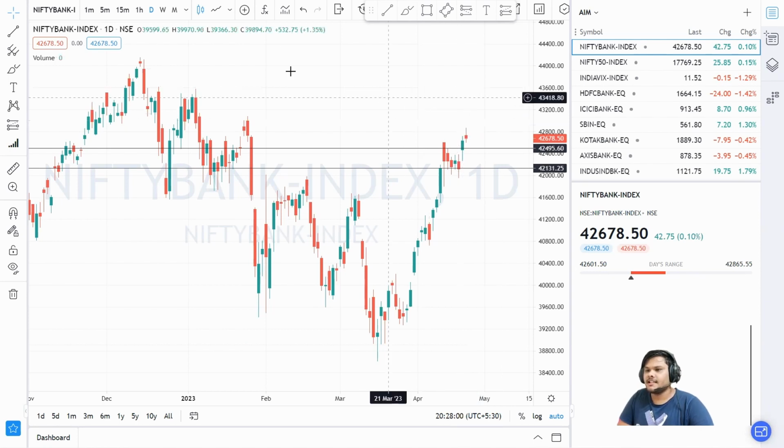Target will be around round level 42,000 to 42,100. So in one day candle chart, it kind of looks sideways to me. If it opens a gap up and opens flat and shows positive movement, then you can consider it for buying. But if it trades below 42,600 or 570, then you can consider it for selling. Now let's look into 15-minute candle.